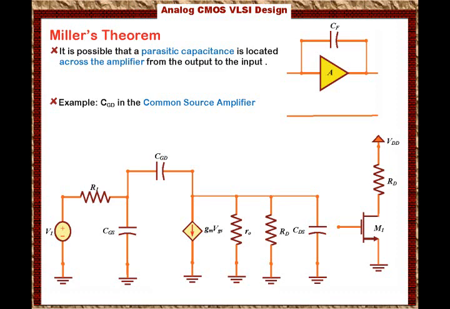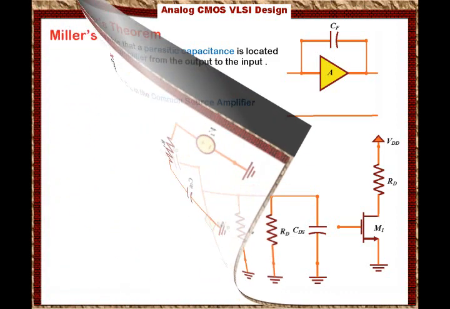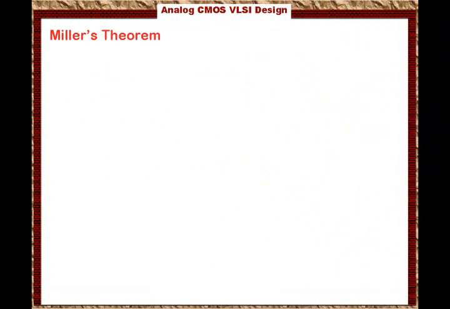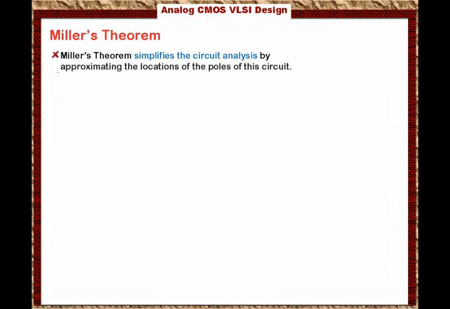And let's see how we're going to deal with such a circuit. How would we use Miller's theorem to solve for this circuit? Well, the first thing we have to say is why we would use Miller's theorem. What would Miller's theorem do to the circuit? Well, basically Miller's theorem simplifies the circuit analysis by approximating the location of the poles of the circuit.